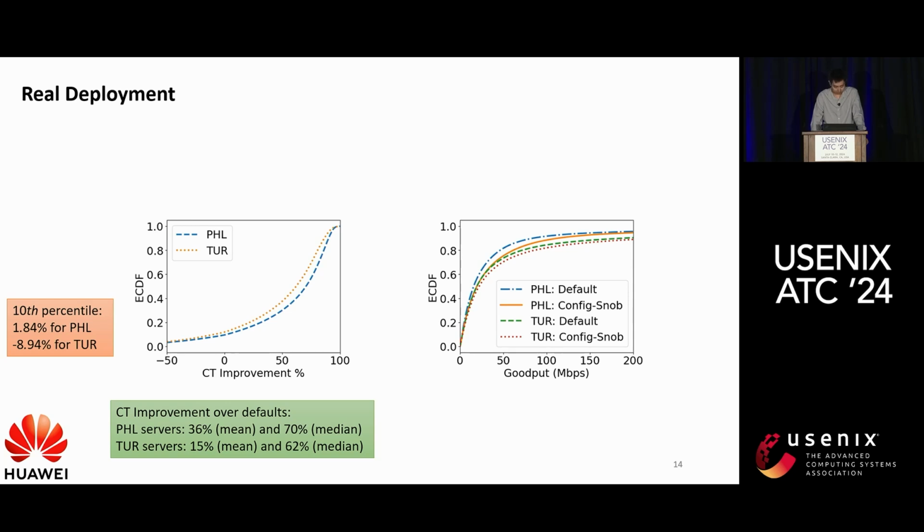For 10% completion time degradation, Config-Snob has 1.8% for Philippine servers, however, has this negative 8.9% for Turkey, therefore not always a positive improvement. In general, we analyzed these performance degradation cases, which occur mostly due to harsh network conditions for some connections with very high loss rates. Also, Config-Snob achieves higher goodput in both regions.